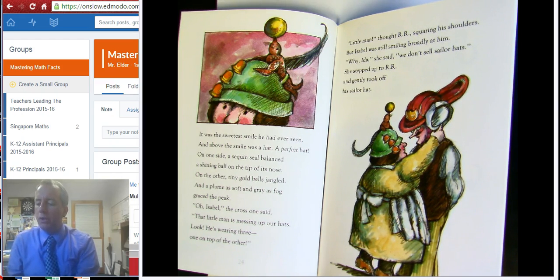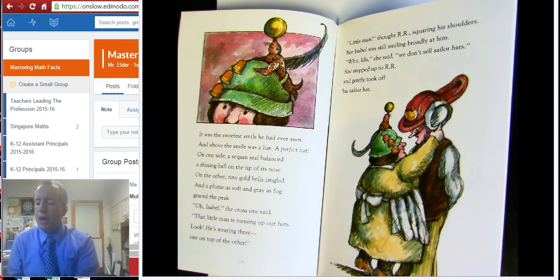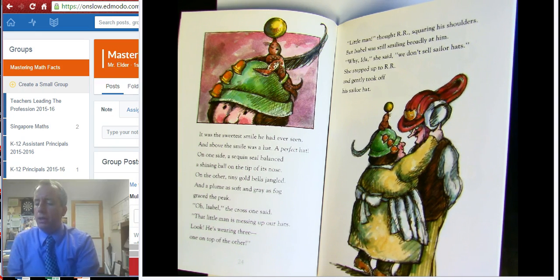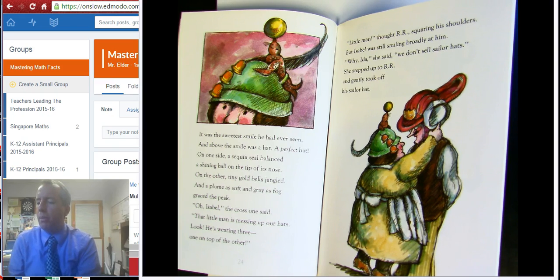"Oh, Isabel," the cross one said, "that little man is messing up our hats. Look, he's wearing three, one on top of the other."